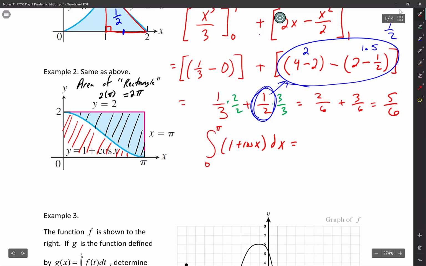Antiderivative of 1 is just x. Antiderivative of cosine, here's where a lot of people make mistakes. It's not negative sign, it is sine. There's more than one term, so I put both of them in a bracket so I won't get confused that I'm going to be doing upper minus lower of both of those terms. And now I just go upper. So here is my upper: pi plus sine pi. Minus, here is your lower: 0 plus sine 0.